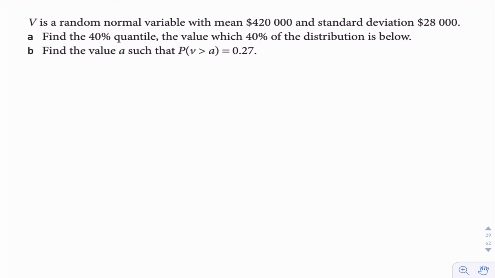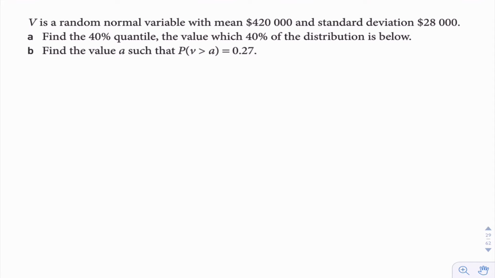Okay, really quickly, this example here. V is a random variable with mean 420,000 and standard deviation 28,000. So this random variable might be the selling price of houses. Obviously, for this to be normally distributed, you're going to need a lot of data. You can't just take 10 houses. This is going to be a lot of data put together, and it would be normally distributed. So let's talk about the average selling price of a house.